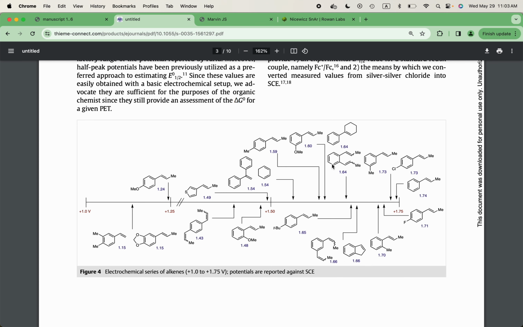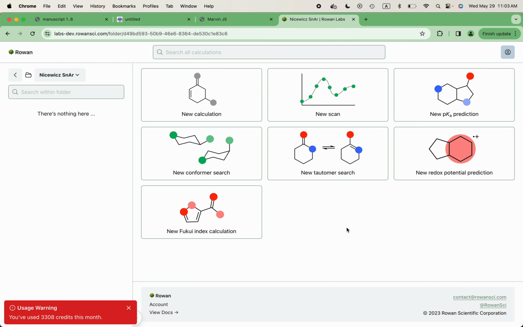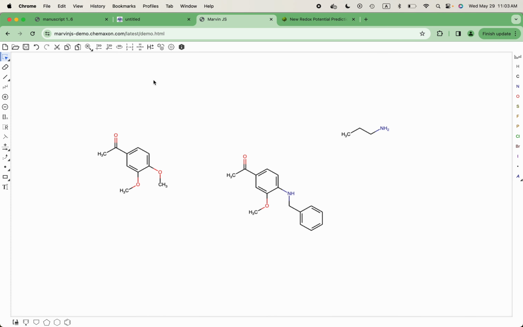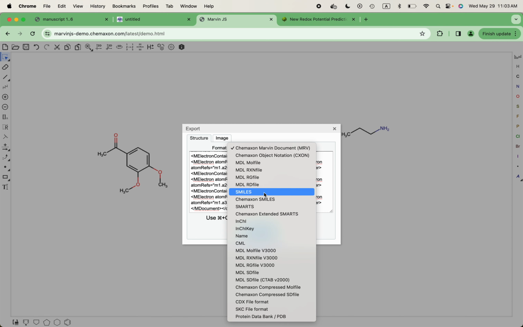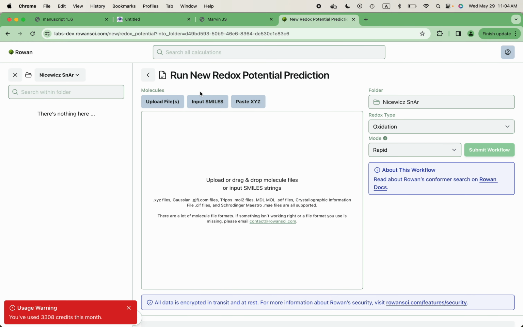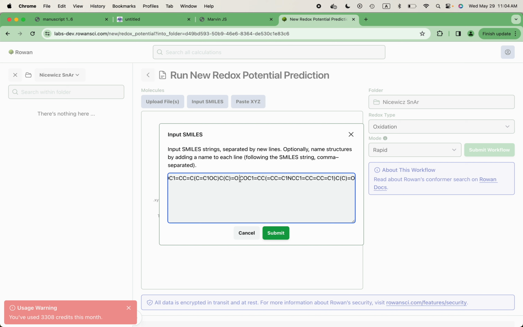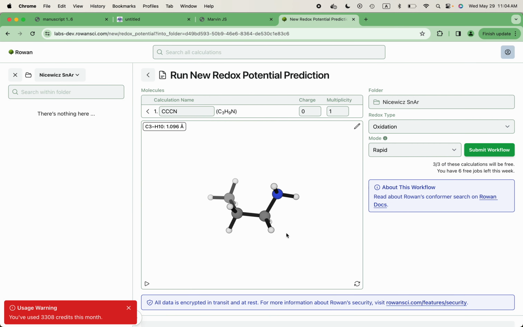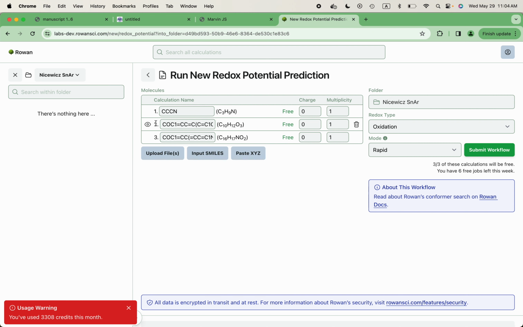For this reason, we've been building out a workflow using semi-empirical methods to make redox potential prediction fast and simple. So let's go ahead and move over to Marvin.js. I've sketched out 3 of the compounds from the Nicewicz case study here. I will export from the Marvin.js demo tab to SMILES. Here's the collected SMILES string, and we'll input it here. It spits it out all separated by dots, so you just have to look for the little dots and put them on new lines. Now say submit, and yep, this looks like propylamine.